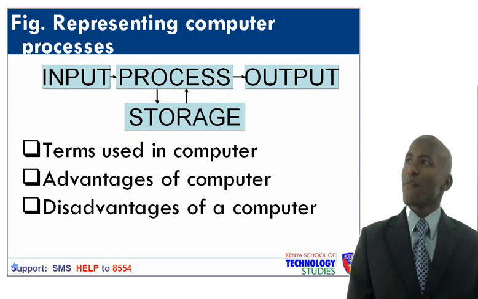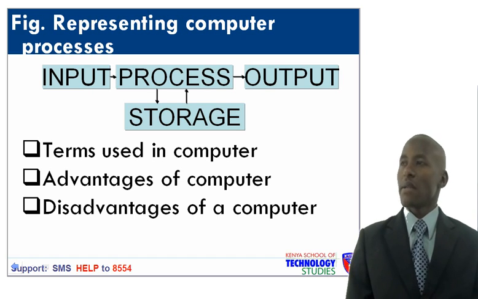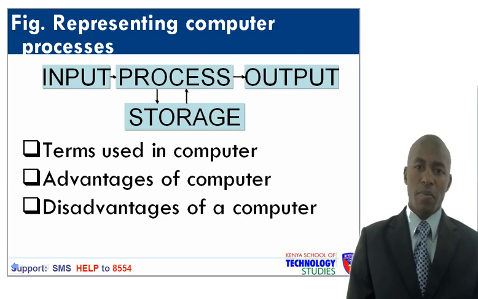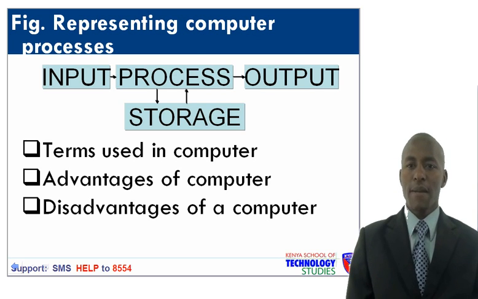Now let us look at the figure representing computer processes. The first process or the first activity is input, where the data is entered in the computer. The second one, it is processed. And then finally, we have the output. And lastly, storage. So you can either enter the data, process, and then you get the output, and then you store. Or you can enter the data in the computer, store, and then you process the data later to get the information.